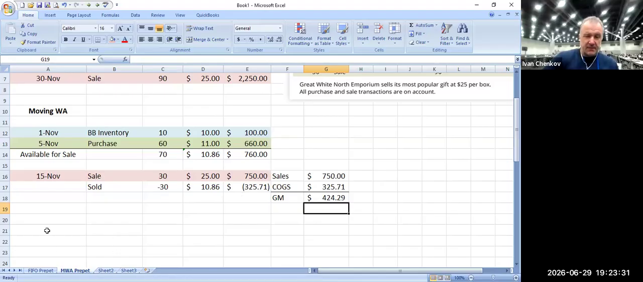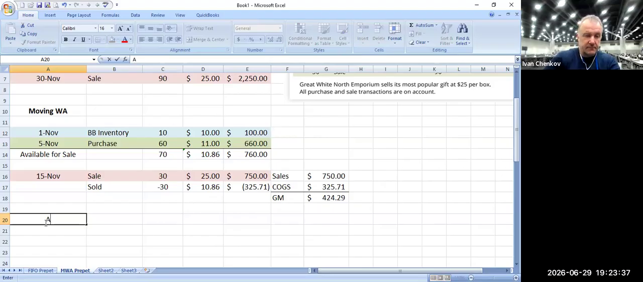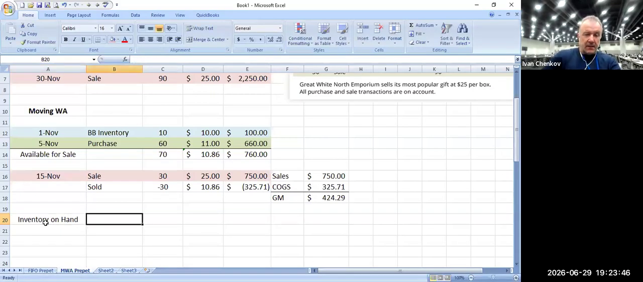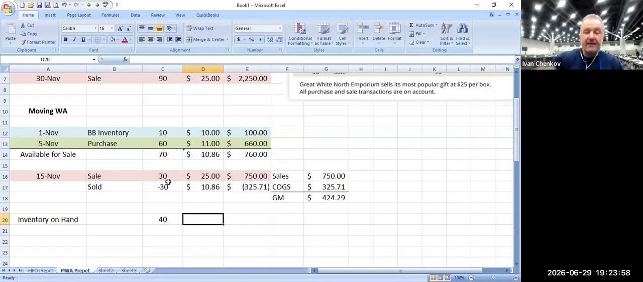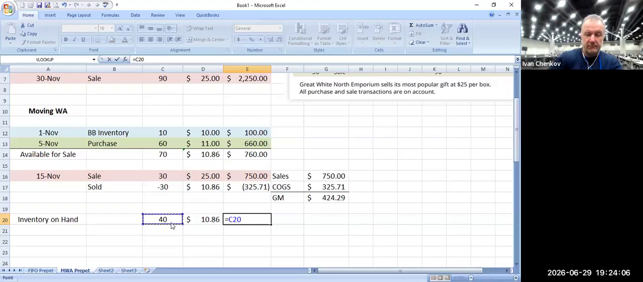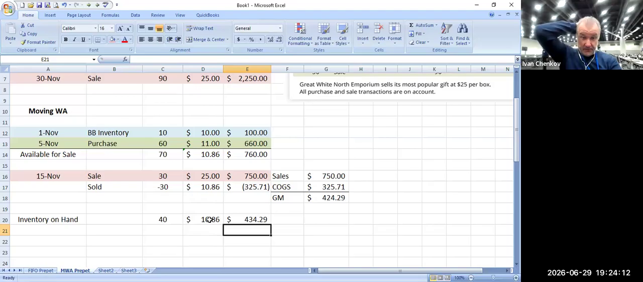Now, what's going to happen next? We're going to see what's our available inventory on hand. So we had 70, we sold 30, we have 40 left. What's the average cost of those 40? That will be 10.86. So how much will be the total cost here? It will be 40 times 10.86 in total, 434.29.